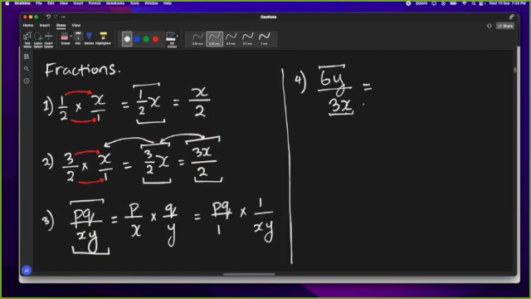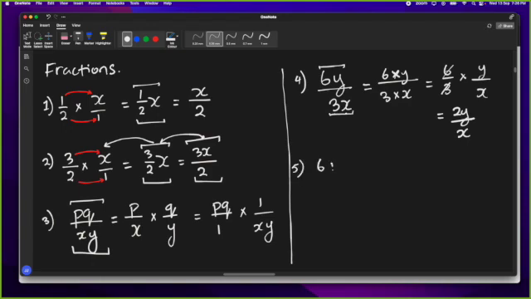How is that possible? Because of the same rule for multiplication, that this is actually 6 times y, all over, this is a multiply sign, all over 3 times x. And so I could split it up to say that this is 6 over 3 multiplied by y over x. And that is how the 3 and the 6 could cancel to give me what? 2y over x.